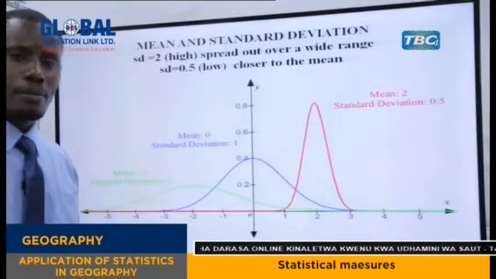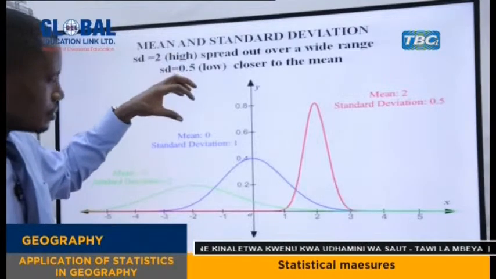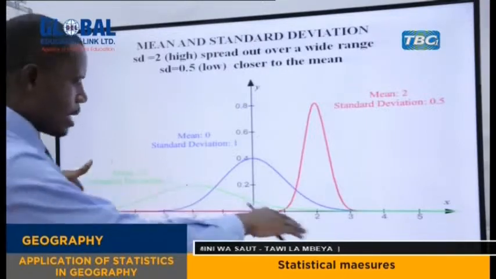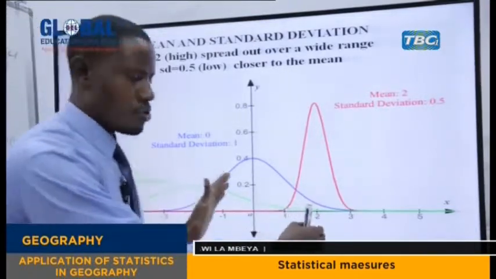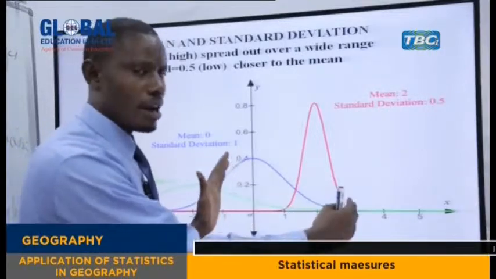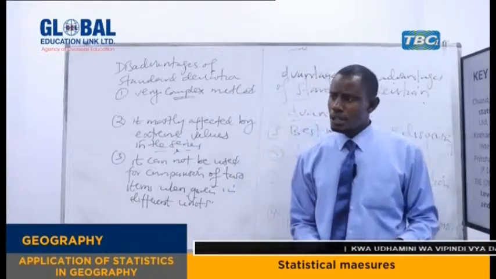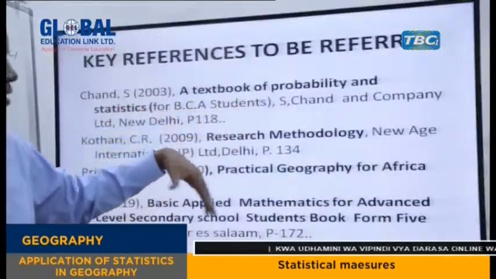So if you compute and then you come up with a high standard deviation, it means your data would be staggered or would be spreading out. But if they are closer, you have a small standard deviation, it means your data are closing to the mean. If you want to make further reference about what we have been doing, you can just refer to the following texts. I think they are written over there.